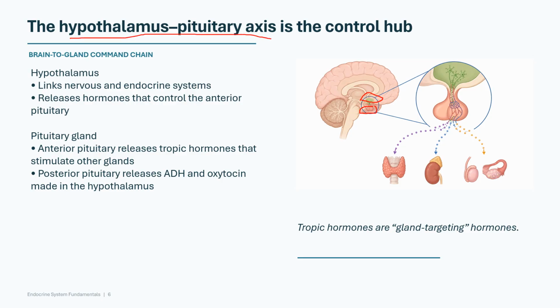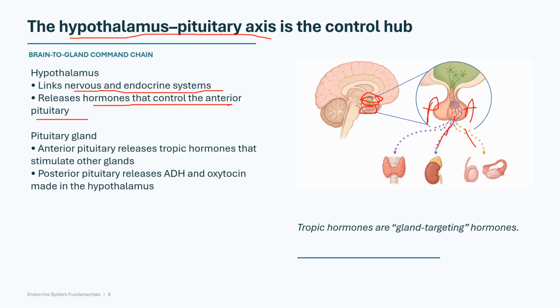The pituitary gland is subdivided into an anterior and posterior part in very general terms. The hypothalamus, which we said was colored in green, is a structure that allows us to link the nervous system and the endocrine system together. When it is activated, it will release hormones that will control the anterior pituitary. So it will throw out these tropic hormones.